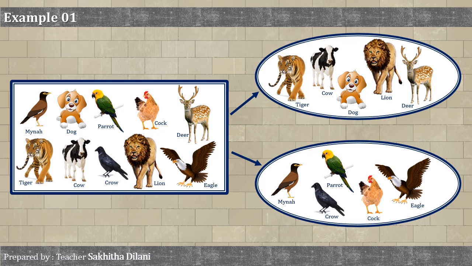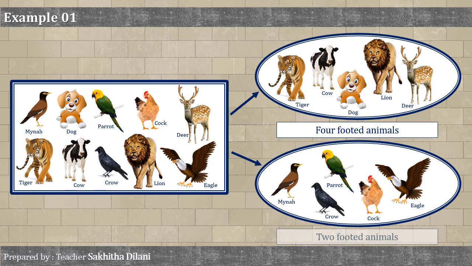That is the number of feet. The animals in the first group have 4 feet and in the other group have 2 feet. So can you suggest a name for each group? The first group can be named as 4-footed animals as they have 4 feet. The second group can be named as 2-footed animals as they have only 2 feet. If not, it can be named as birds too, as they can fly.